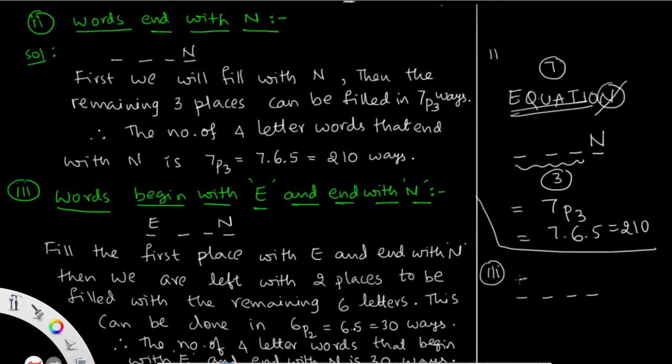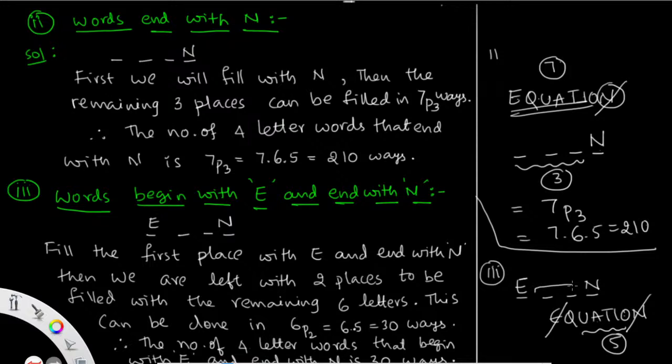So begin with E means the first place is filled with E, and the last place can be filled with N. Fill the first place with E, as the question is given. That's why we are filling E and the last place with N. So how many letters can we use in the equation? The equation word is given already. N is fixed, E is fixed. So 1, 2, 3, 4, 5 letters are there. Totally 5 letters are there.